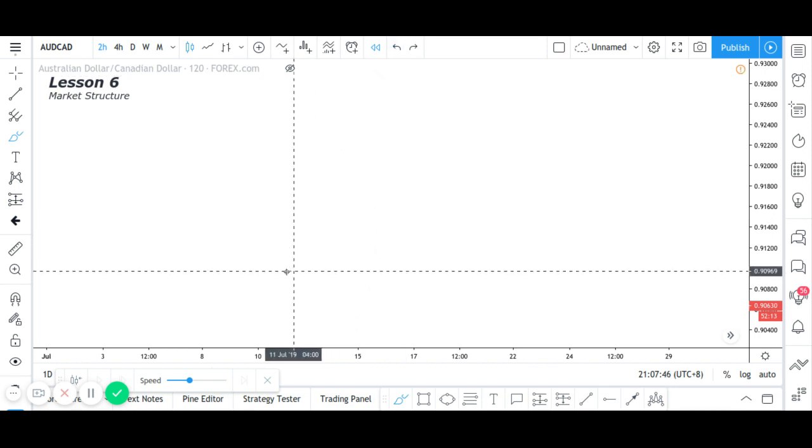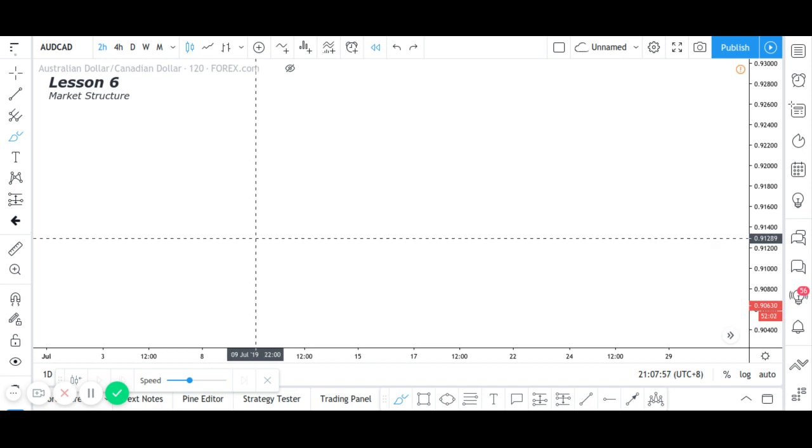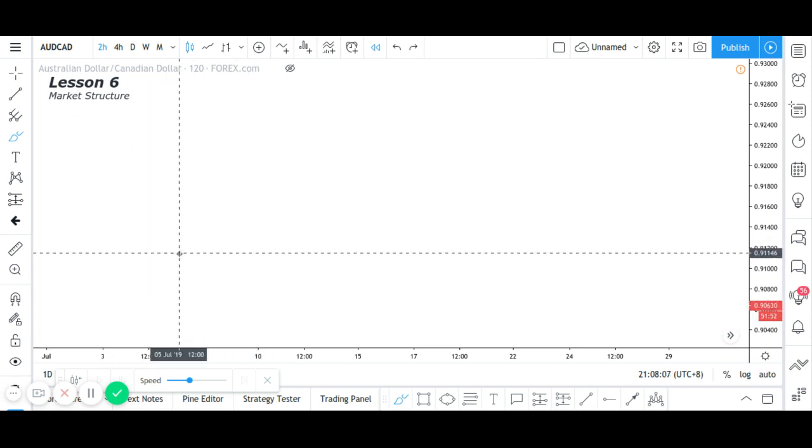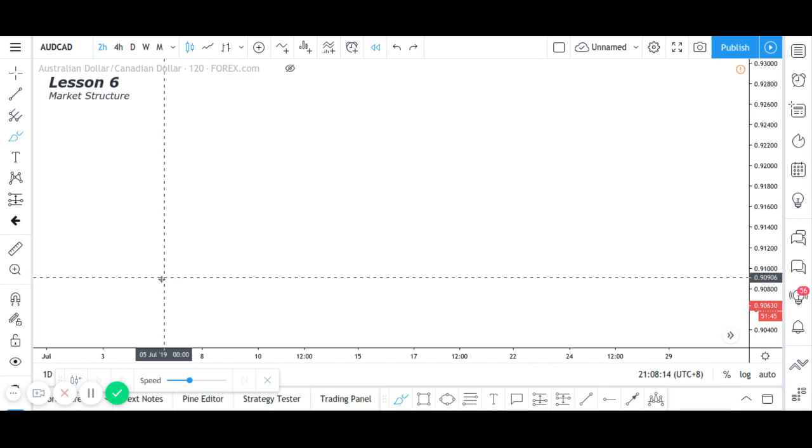Now there are different types of patterns, different types of market structure that we can look at in order for us to know exactly when the market structure is changing from a bullish to a bearish trend. For example, if we have a look at what I'm going to draw now, this is a bullish trend now turning to a bearish trend.